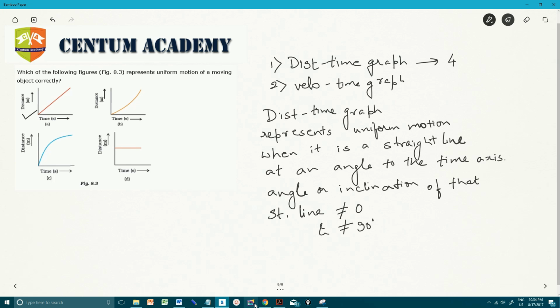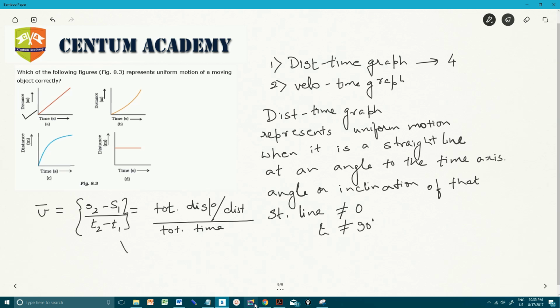Now let's see, why does a straight line represent a uniform motion? Uniform motion means constant velocity. So if a body is traversing with a constant velocity, then its average velocity will also be equal to constant velocity. Now what was average velocity in a motion? V average is given by S2 minus S1 divided by T2 minus T1. This is nothing but total displacement or distance in the case of a straight line motion. Now we are assuming the motion is happening in a straight line, total distance divided by total time. This is what is average velocity. Now this is mathematically the slope of the ST curve.